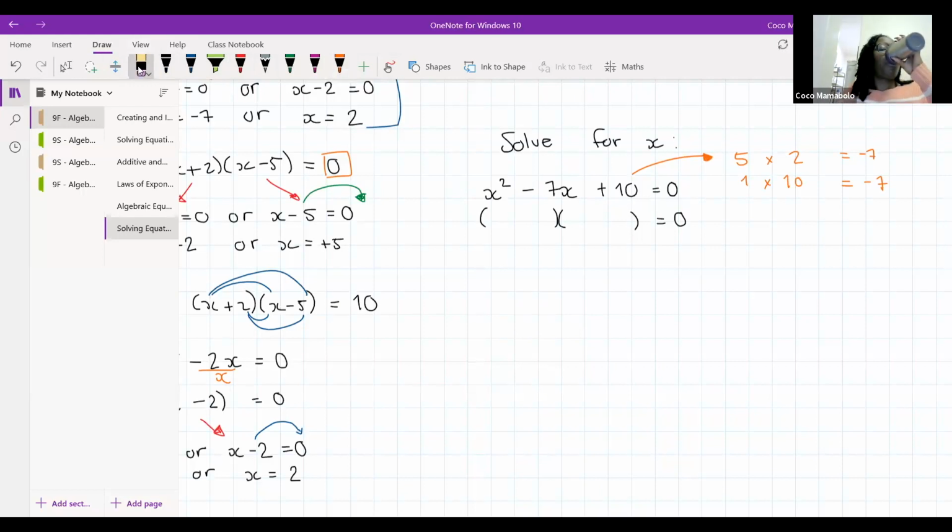X minus 5 and then x minus 2. Beautiful. I'm glad you're noticing that both of my numbers need to be negative. So I'm going to have x minus 5 and x minus 2. What's my next step, Mpho? Well, we're going to find out that x minus 5 is equal to 0, or x minus 2 is equal to 0.